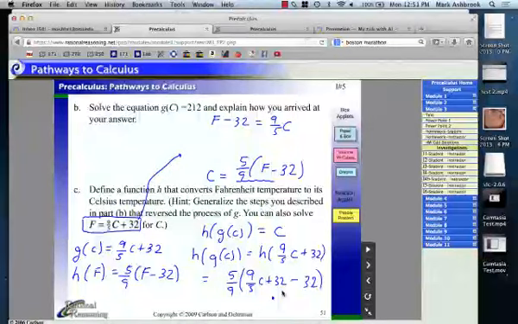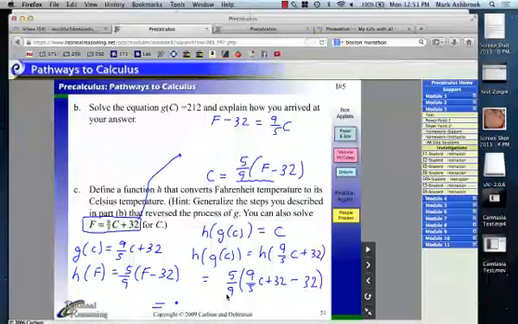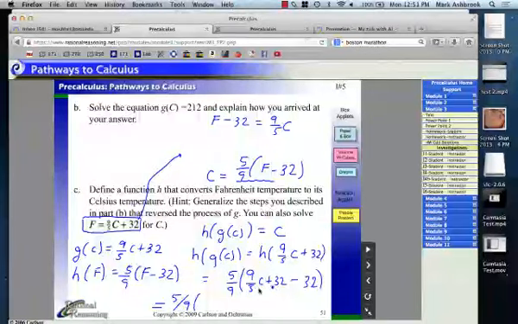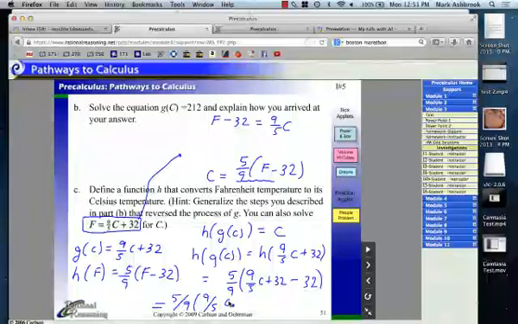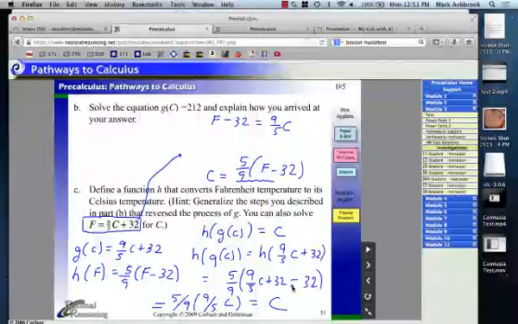So now, what do we get inside the parentheses? We got 5/9 times 9/5 C plus 32 minus 32, which equals 9/5 C, which equals C. It worked. So we just proved that H undoes G. Now we want to do that a second time: we want to prove that G undoes H. And when we prove both of those things, then we can conclude that H and G are inverses of one another.